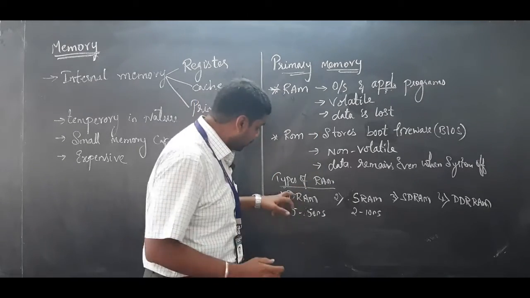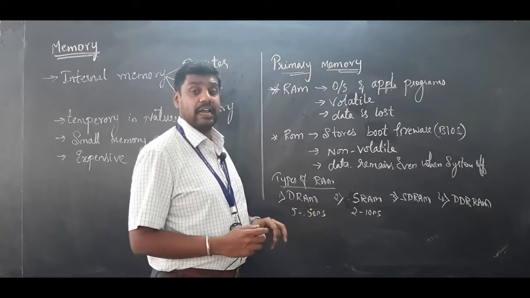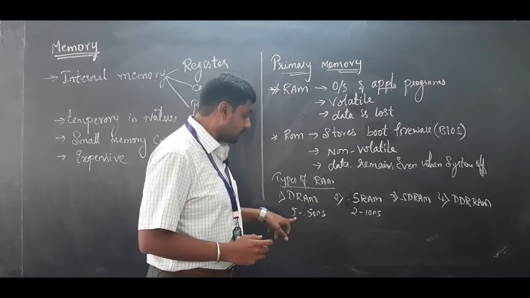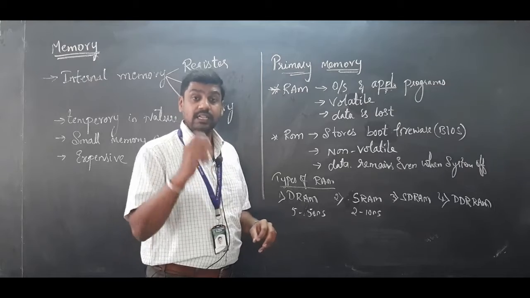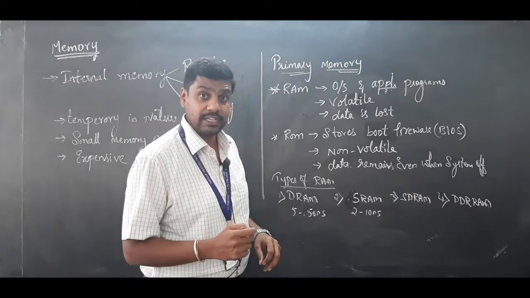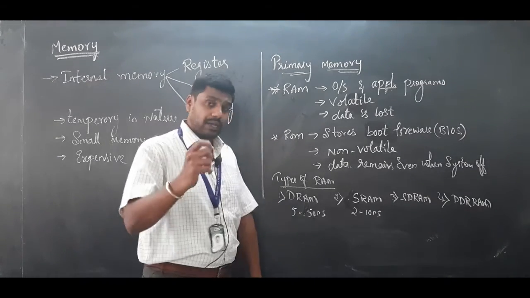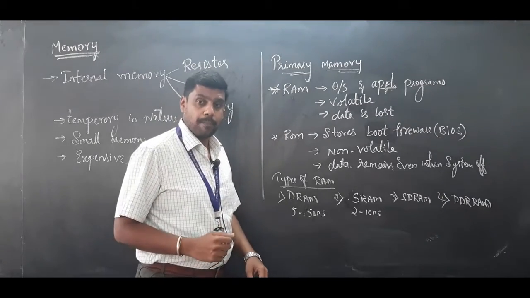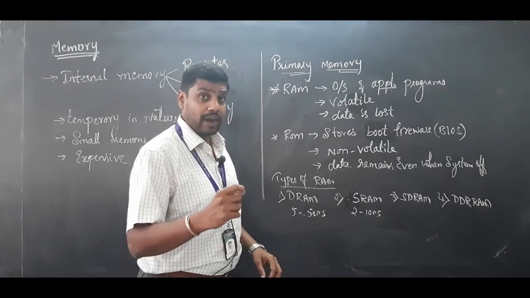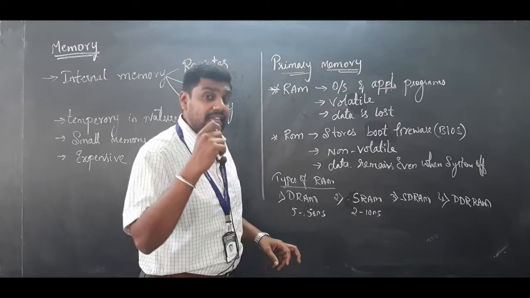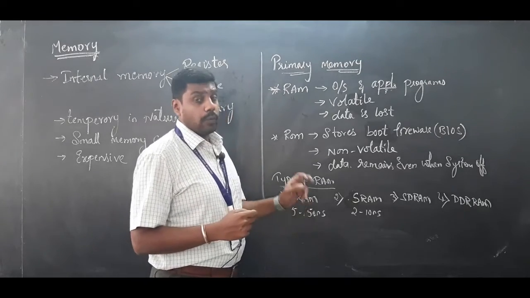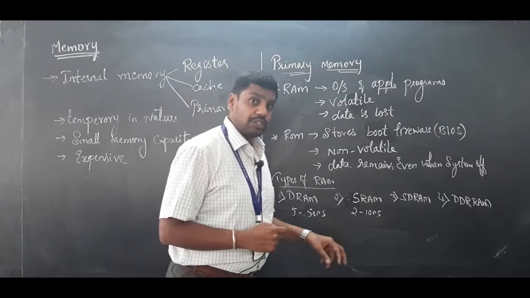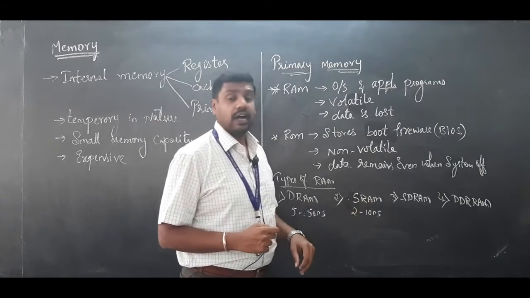Therefore, the speed of the data transfer in the DRAM memory chip is 5 to 150 nanoseconds. It takes 5 to 150 nanoseconds to transfer the data from one component to another, and every now and then refreshing of this memory chip is required. Therefore, we have adopted a new chip called SRAM.